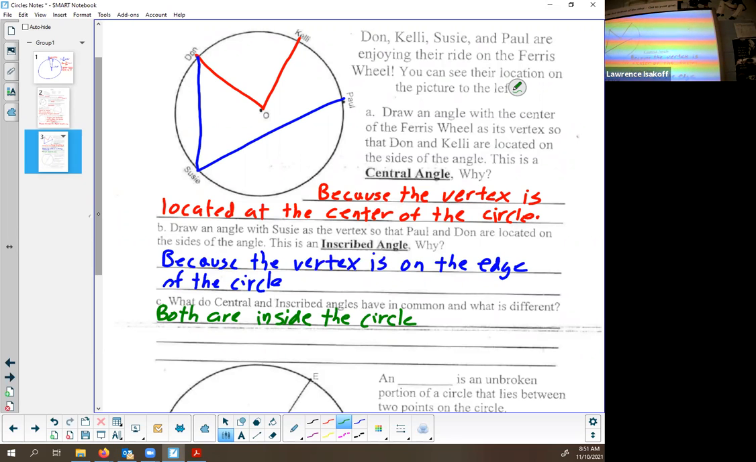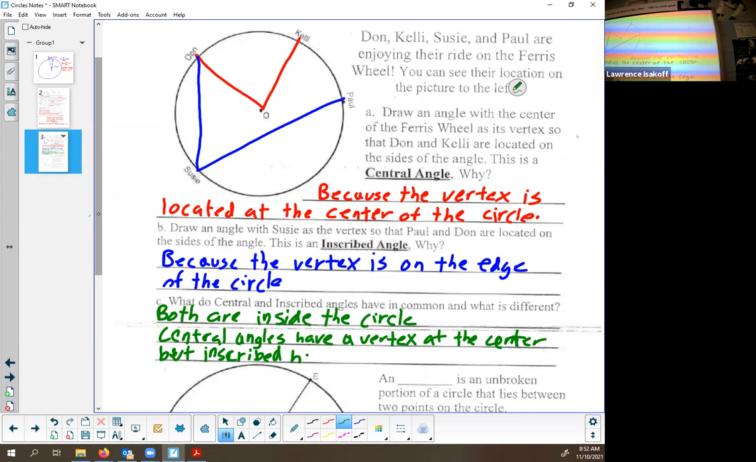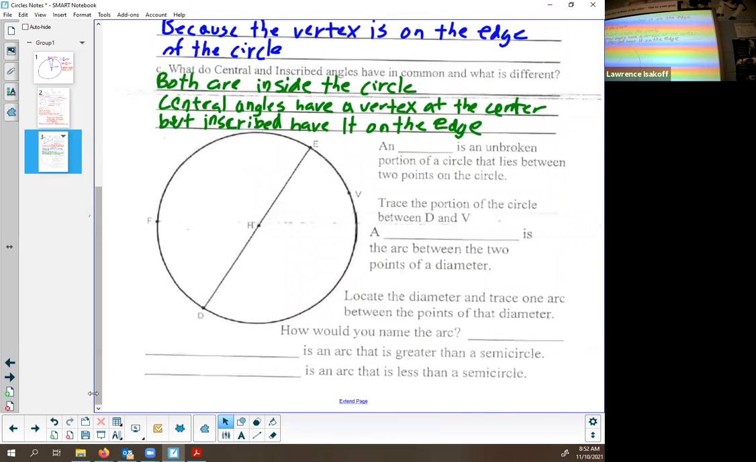The big difference I want us to take away right now is central angles have a vertex at the center, but inscribed angles have it on the edge. Okay.